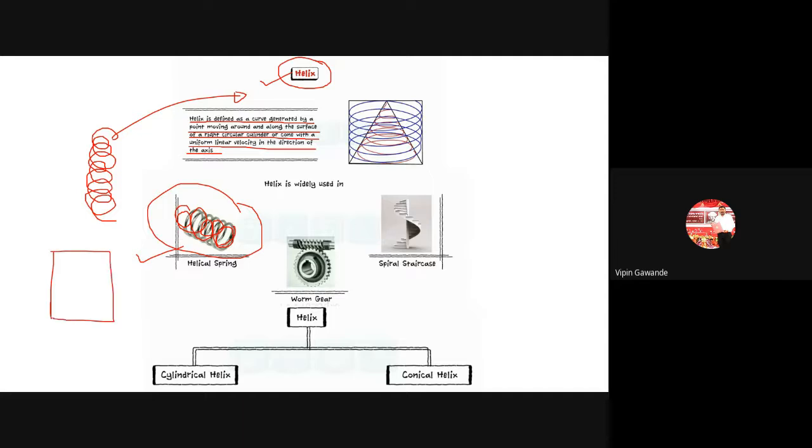That means we can generate a helix on the cylinder, or we can generate it on the cone. So two things are there. We have to see both constructions, the helix on the cylinder and the helix on the cone.